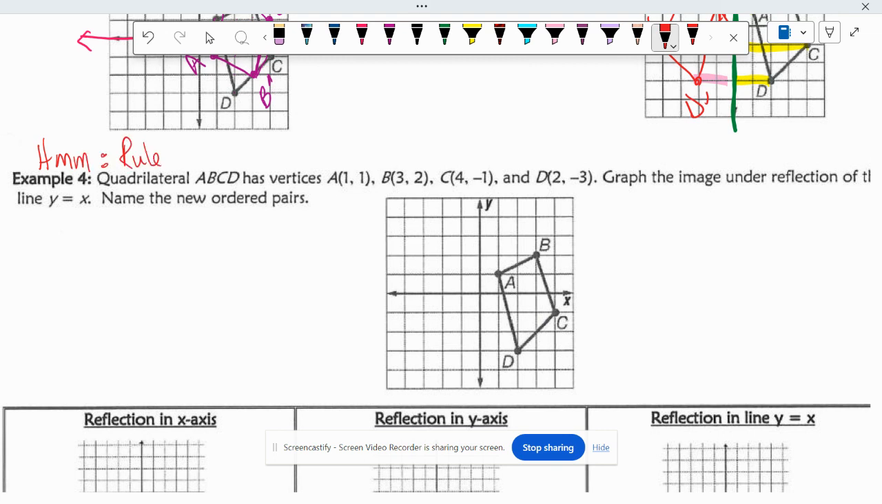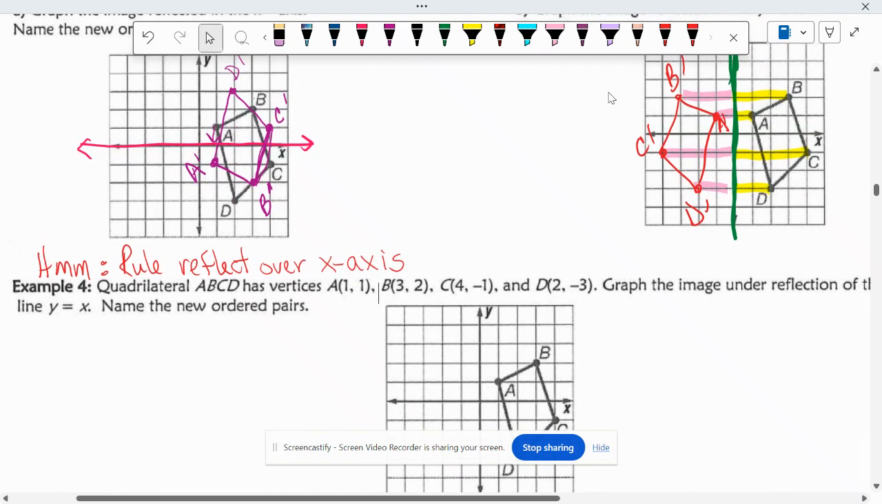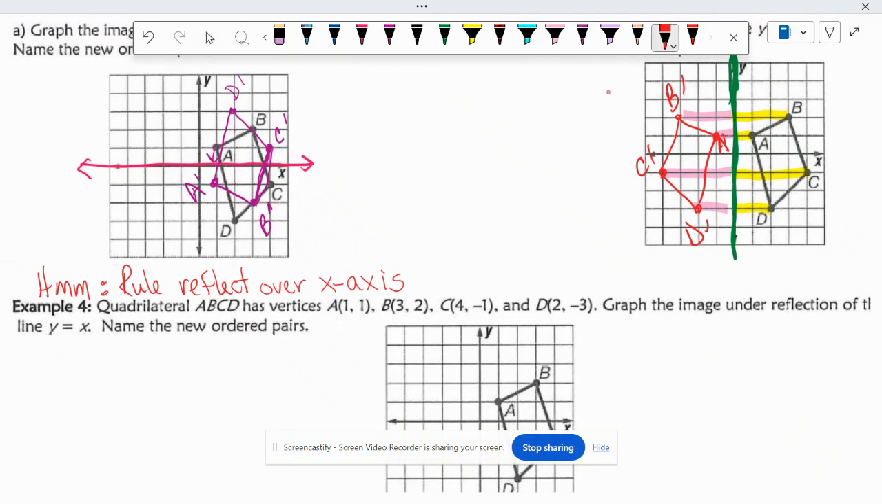So the rule, when you reflect, this is really important, over the x-axis. Let's think about what's happening. When we reflected over the x-axis, which is this example A, we took x comma y and transformed it so that the x number stayed the same and the y value became its opposite.